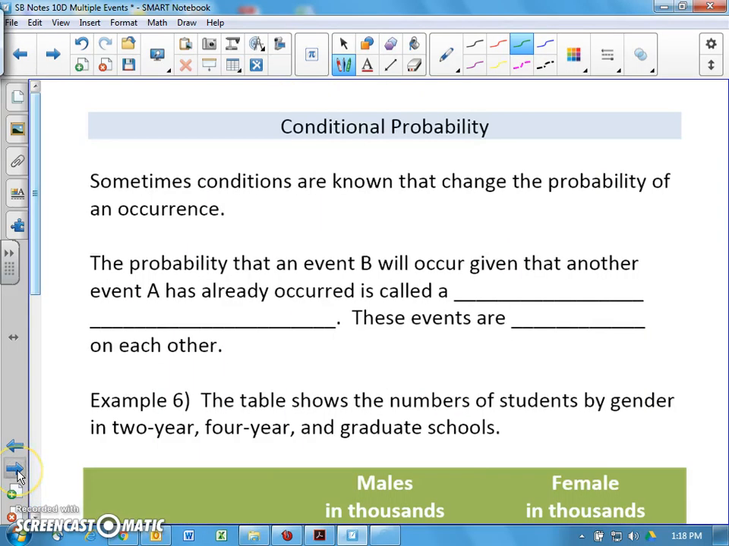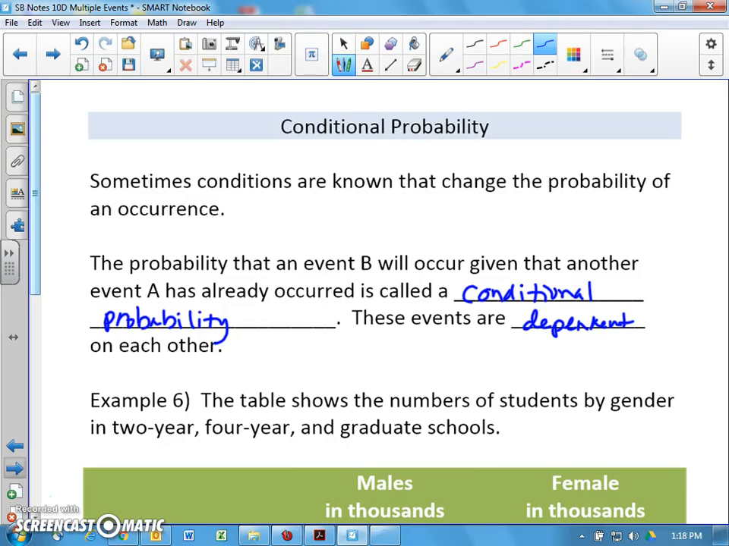Great, let's move on and talk about conditional probability. Conditional probability occurs when your conditions change what you're looking at. The probability that event B will occur given that another event A has already occurred is called a conditional probability. These events are dependent on each other because you have to be in category A to even be in consideration.